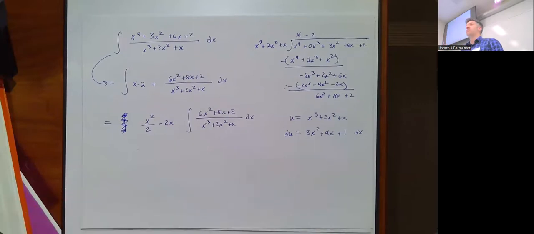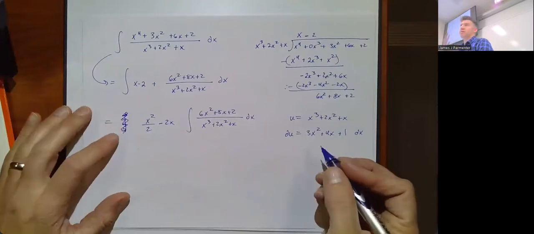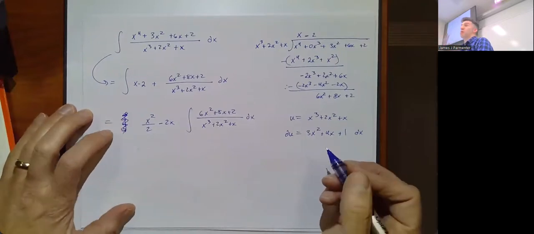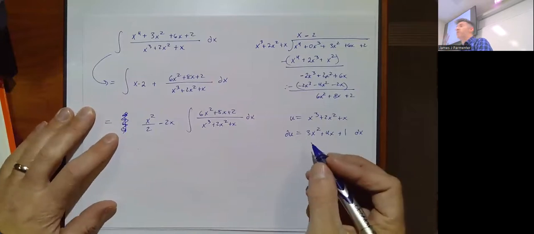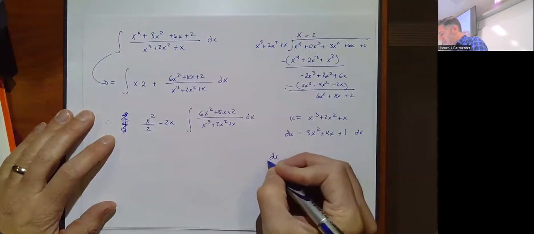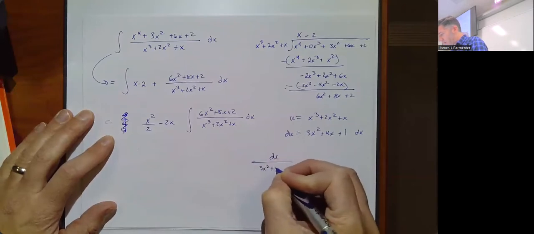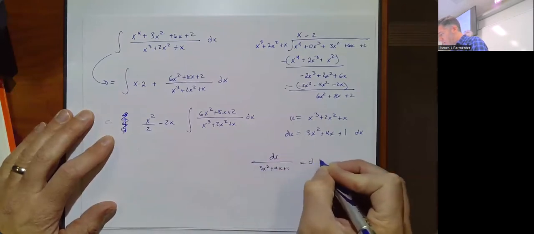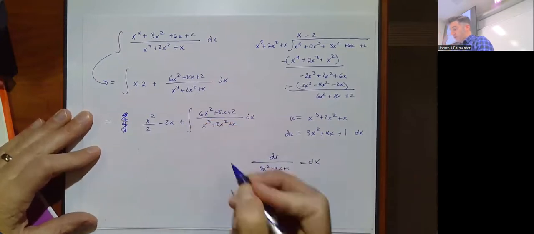So sometimes that'll happen. Sometimes someone will try and sneak one of those in there. Watch out for it. It's not terrible if you miss it. Well, I mean, it's terrible in that you're going to spend a lot more time doing the problem if you miss it. So do look for that u substitution. So I would say du divided by 3x squared plus 4x plus 1 equals dx. And then I might rewrite this. Sorry, there should be a plus sign there.